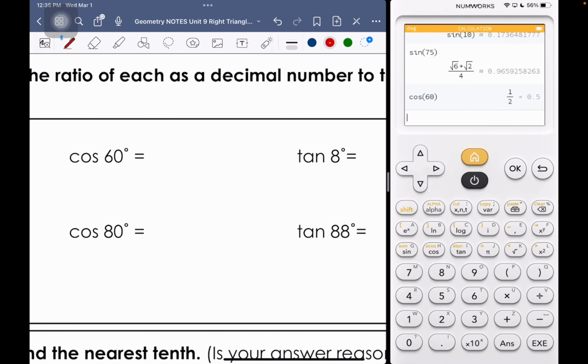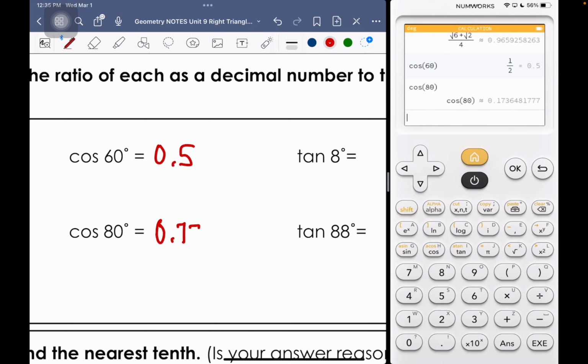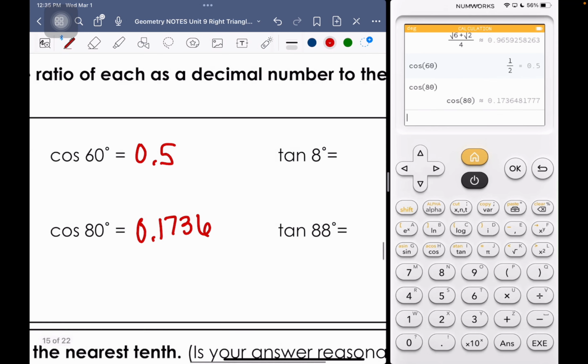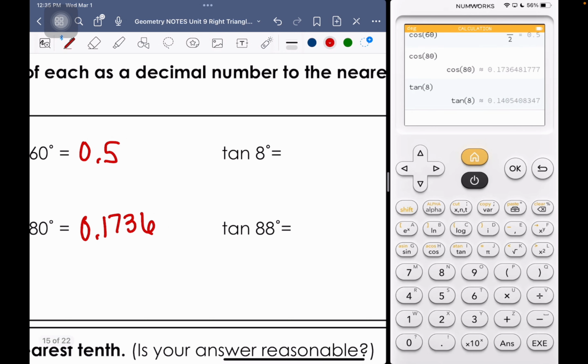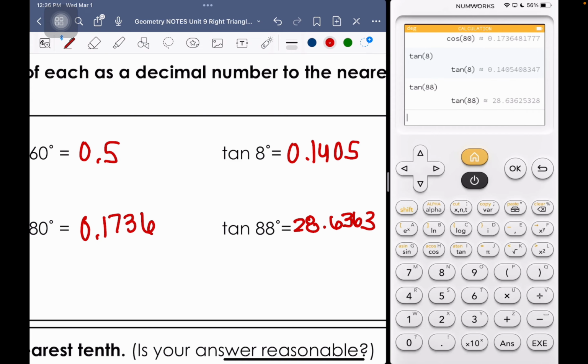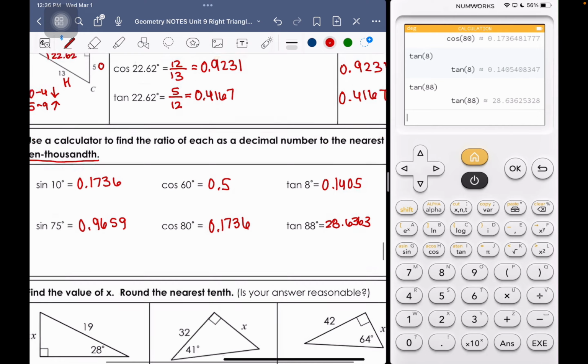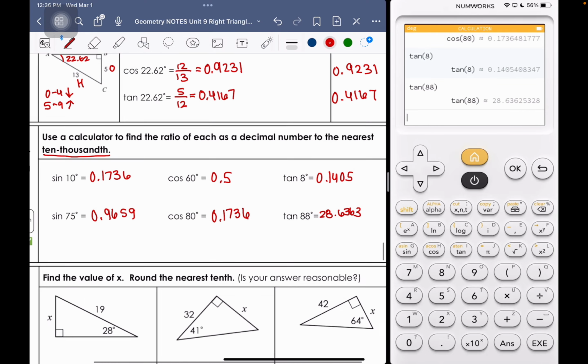Cosine of 60, 0.5 or 1/2. Cosine of 80 degrees, 0.1736. Tangent of 8, 0.1405, and tangent of 88, 28.6363. Okay, so that is how we find our ratio using a calculator.